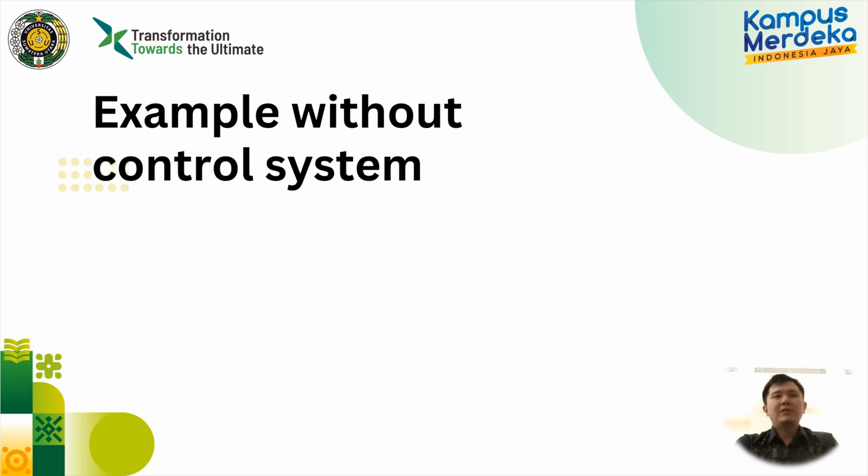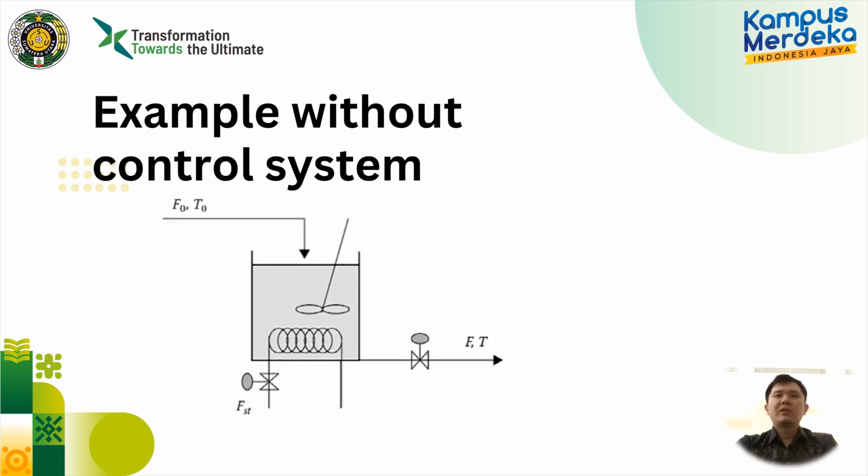Now, let's look at an example on variable classification. Consider the stirred tank heater shown here. The liquid is heated by an internal coil mechanism through which low-pressure steam is passed. Here, F and T represent stream flow rate and stream temperature, and the subscripts 0 and St refer to the inlet stream and the steam.